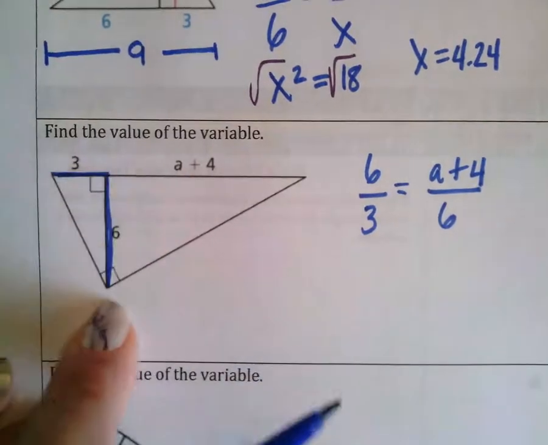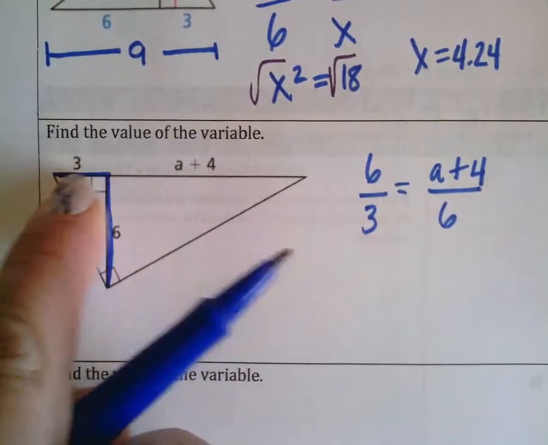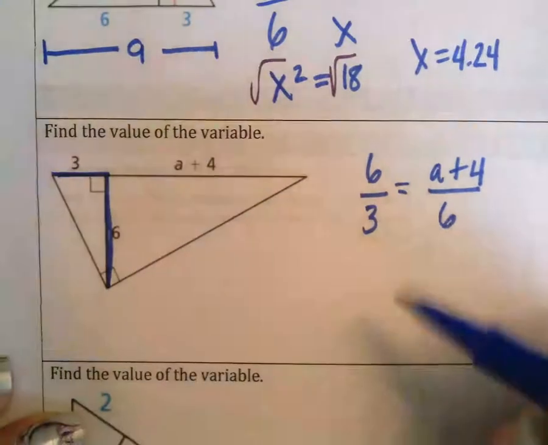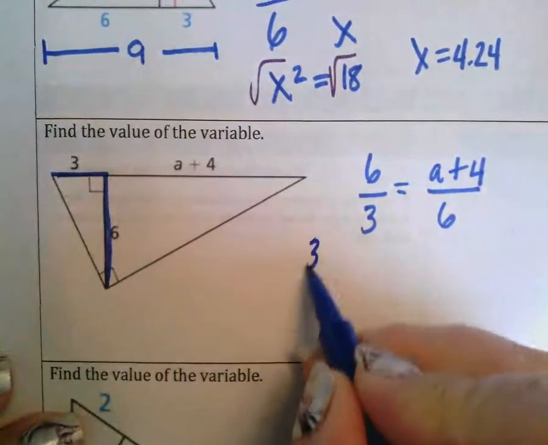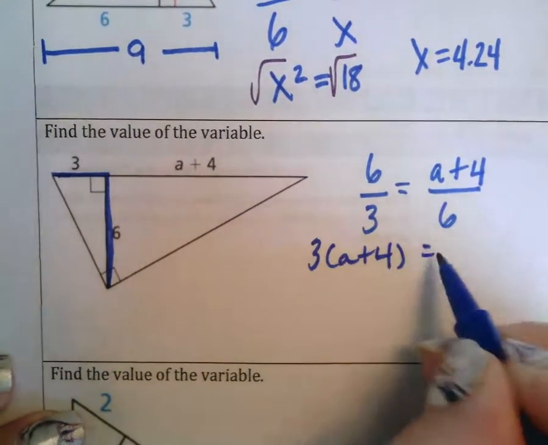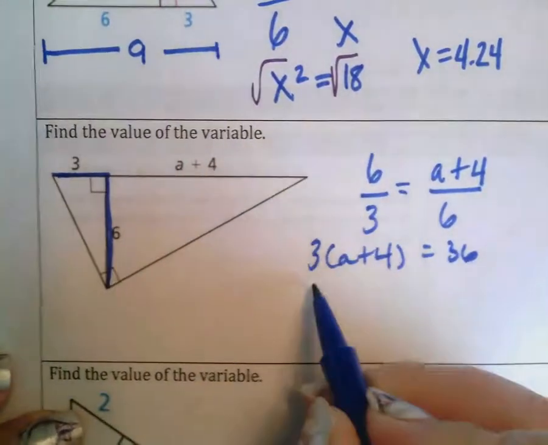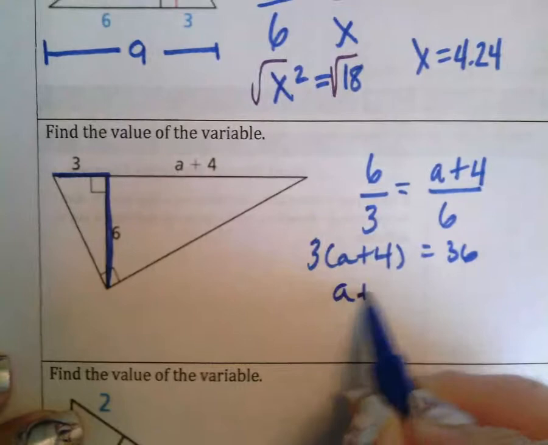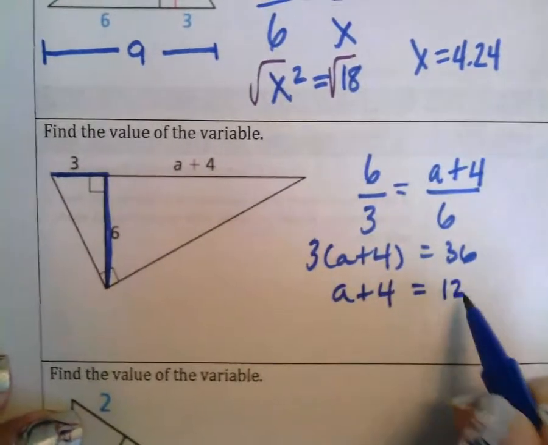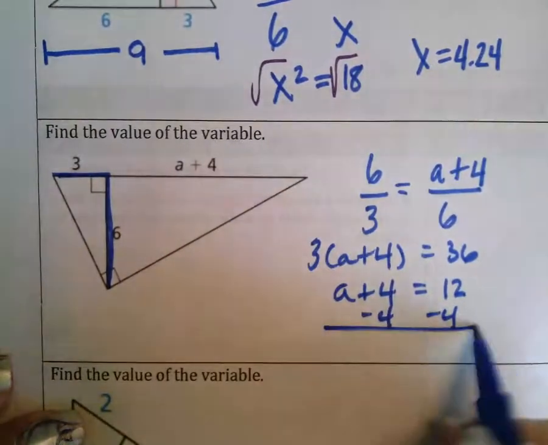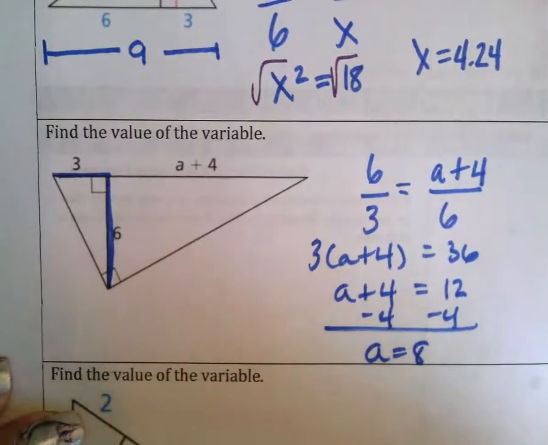So this is the long side of the small triangle and the short side of the small triangle. So this is 3a plus 4 equals 6 times 6, which is 36. Divide by the 3, and you get a plus 4 equals 12. Subtract the 4, a equals 8.